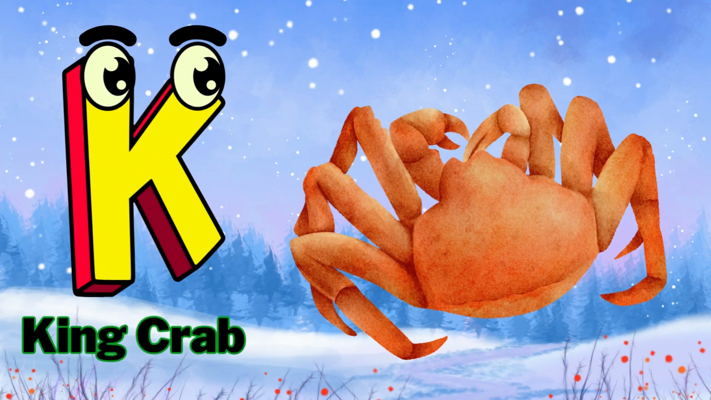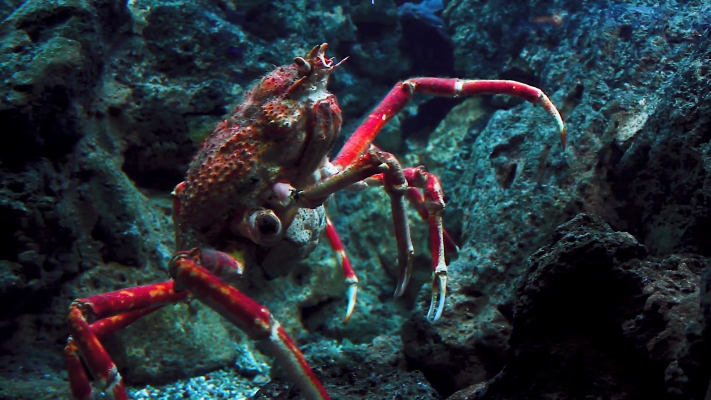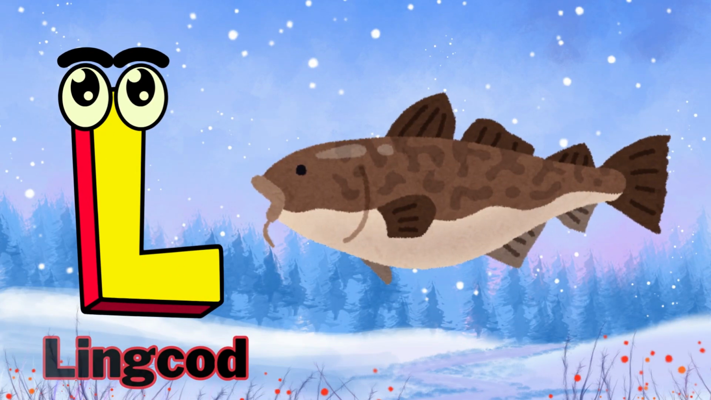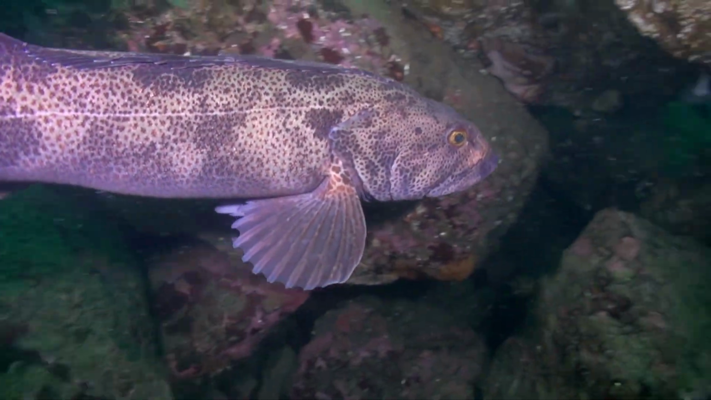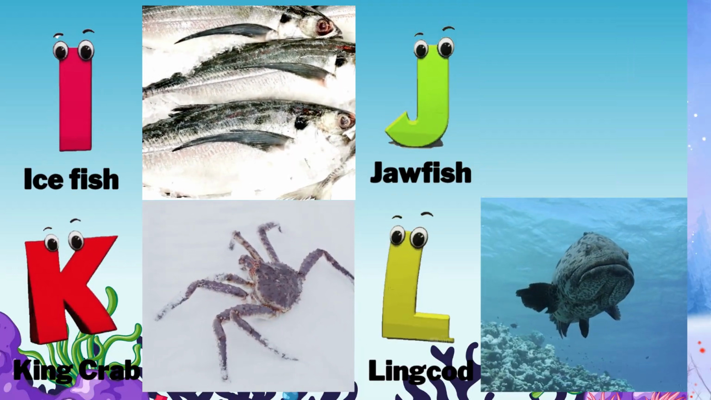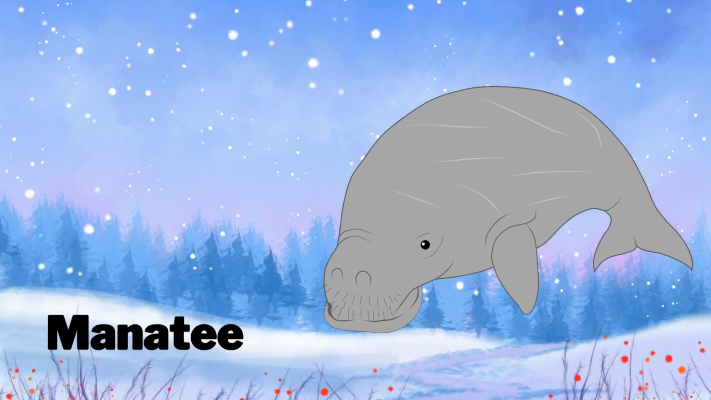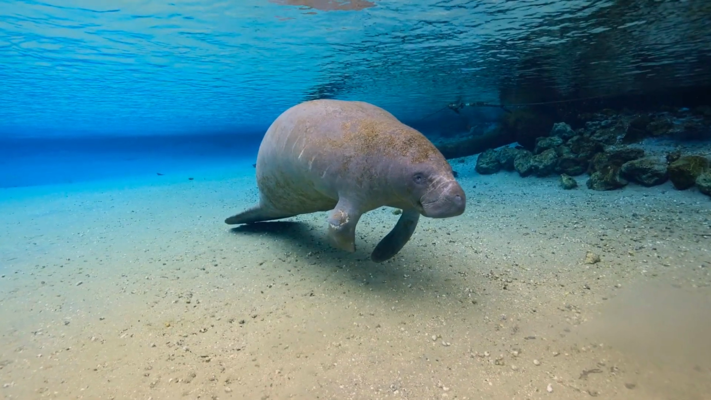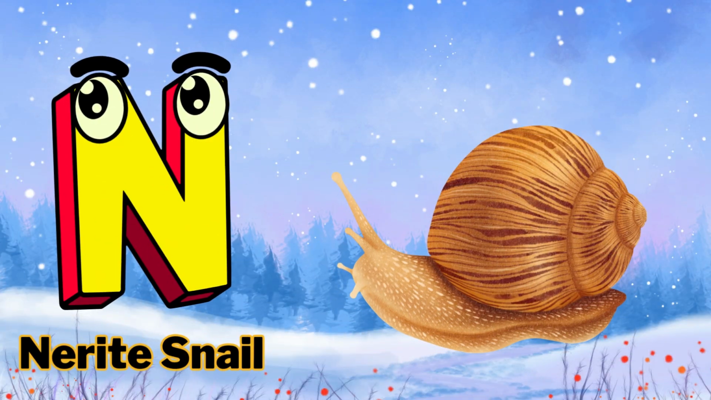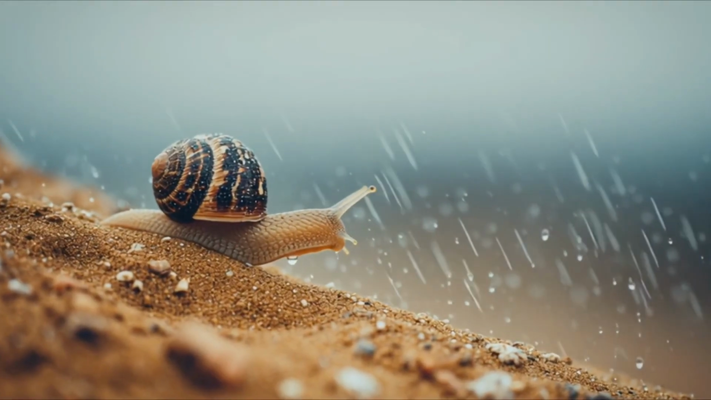K is for king crab. King crab. L is for lingcod. Lingcod. M is for manatee. Manatee. N is for marite snail. Marite snail.